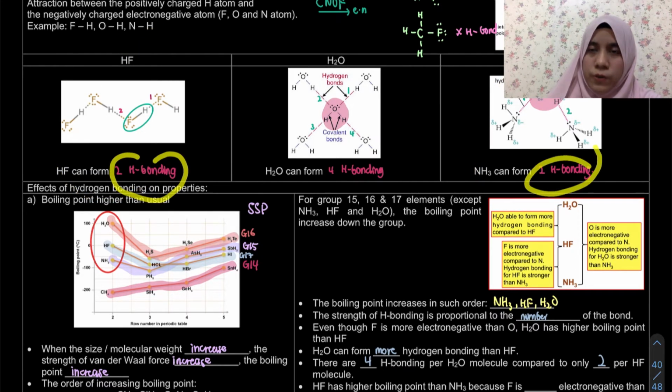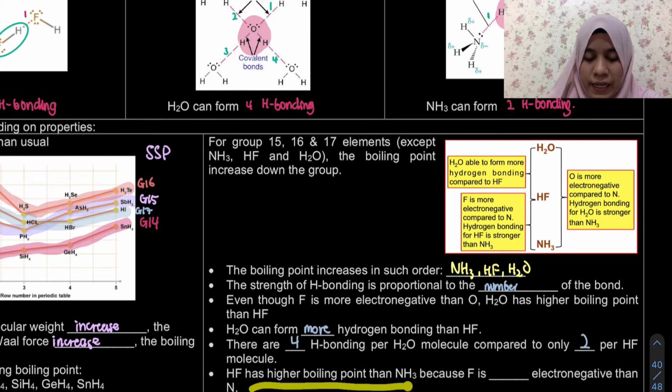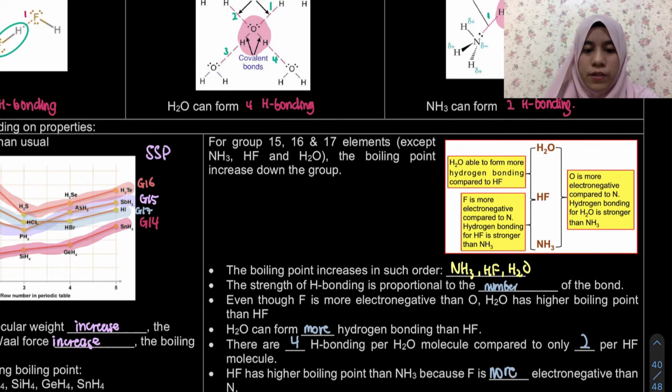So which factor that we're going to look at is actually based upon the electronegativity. So between our fluorine dengan our nitrogen, fluorine is more electronegative. So that's why HF has higher boiling point than NH3, because F is more electronegative than N. Okay. So, for the case of hydrogen bond, what we're going to look at is actually first the number of bond. Next, kita akan tengok which one has the higher electronegativity. That will have a stronger hydrogen bond.